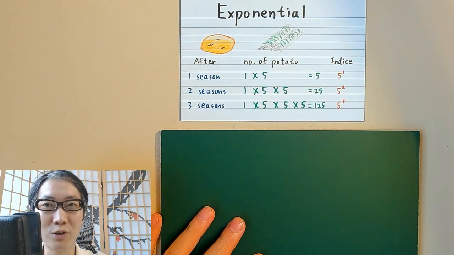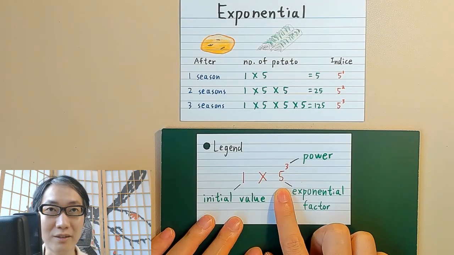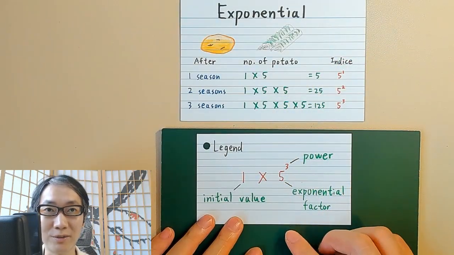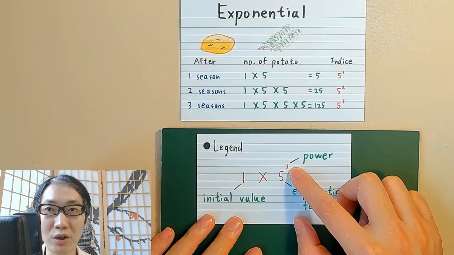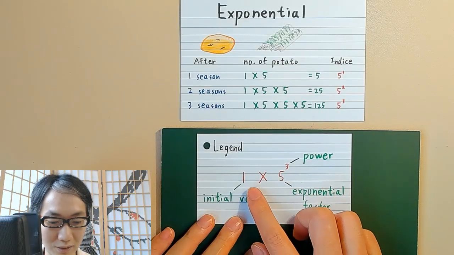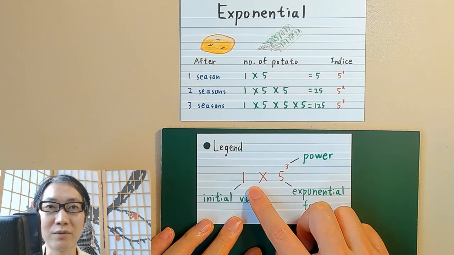So, a review of the indices. This is the exponential factor, which is how much the land is multiplying the potato. This is the power, which is how many times you run the farming process, so 3 seasons in this case. This is the initial value, so how many potatoes do we start with?